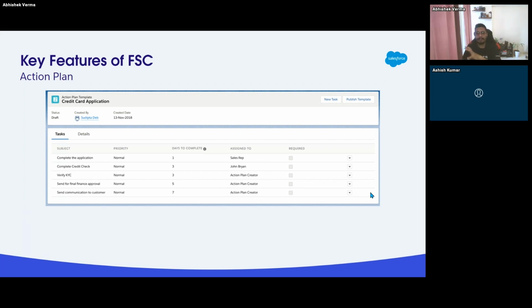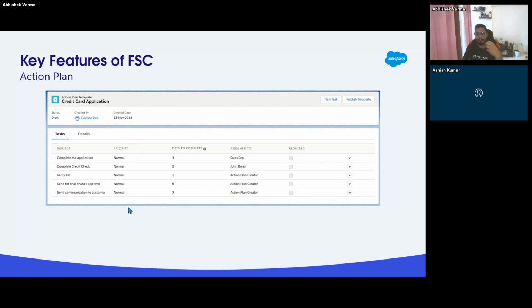But this set of instructions can differ from person to person, depending on the type of loan he is applying for and the type of profile he has. So in Action Plan there is a template available called the action plan template. What the bank can do is create an action plan template, and inside that they can create templates, just like complete the application, and they will give the deadline. So this application should be completed in 1 day, and it is assigned to whom, and whether this step is required. This is how they can create the whole template.